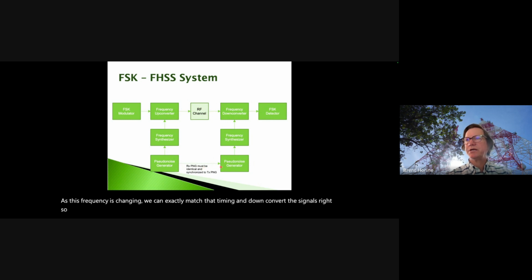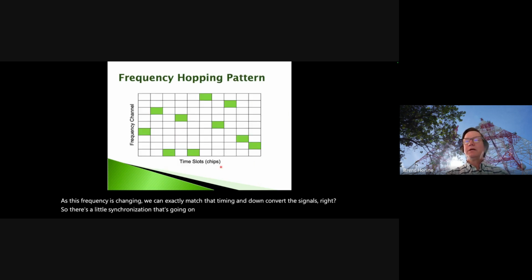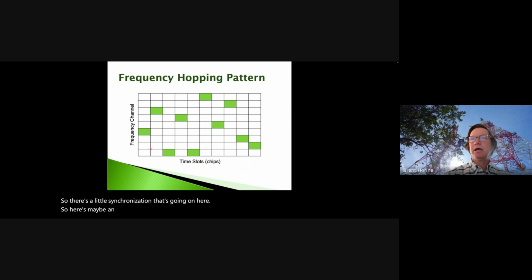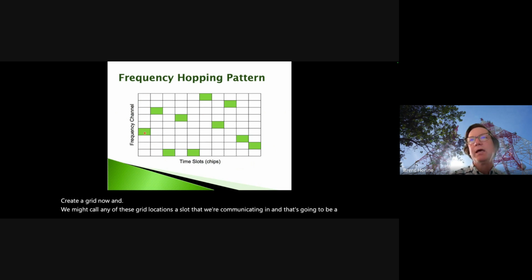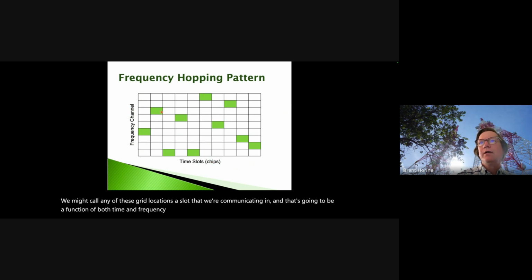So there's a little synchronization that's going on here. So here's maybe an example. We can create a grid now, and we might call any of these grid locations a slot that we're communicating in, and that's going to be a function of both time and frequency now, right? So I've drawn in green here a sample hopping sequence of a particular user, right? And this evolves in these discrete time steps or chips.